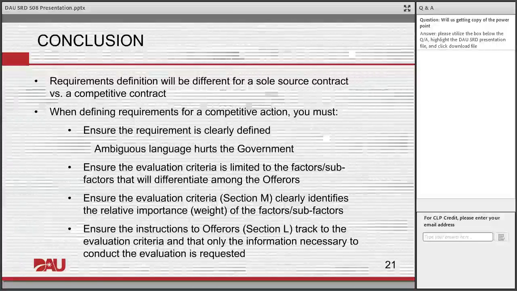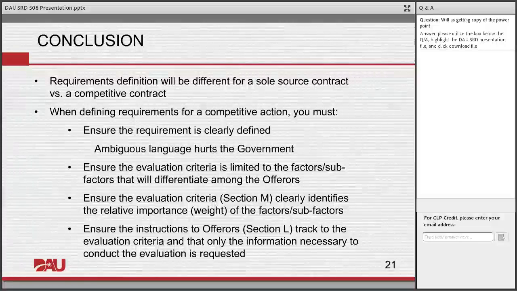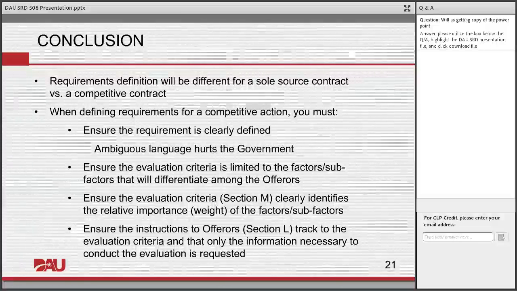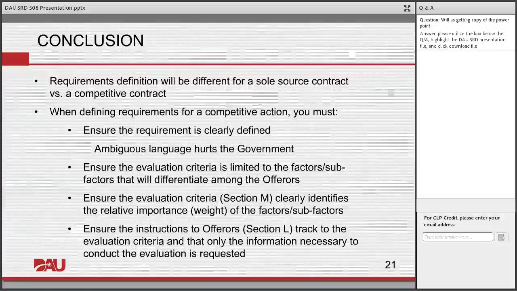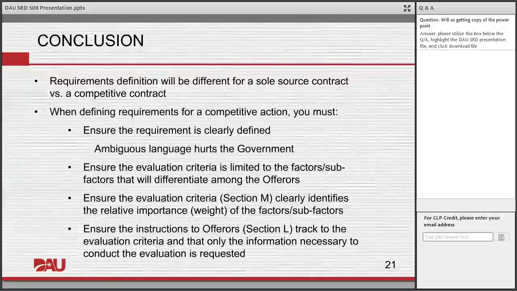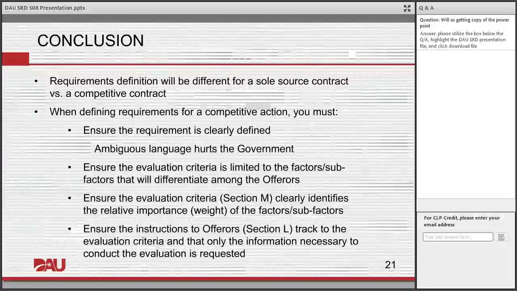Make sure that your Section L and your Section M completely track to each other, and then you also have to make sure that they're exactly what is in your source selection plan, which is the internal document that our source selection boards will use to conduct the evaluation. So you want to make sure you don't have any ambiguities or any inconsistencies between Section M and L of the RFP and the source selection plan.